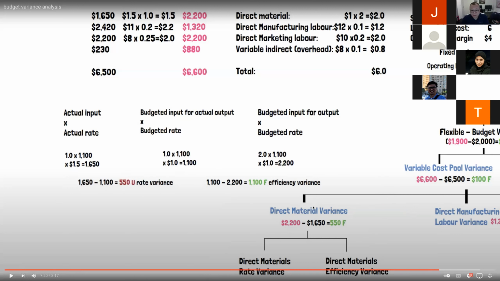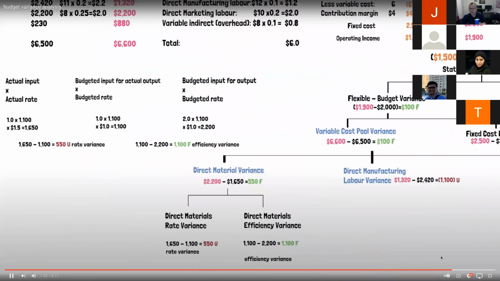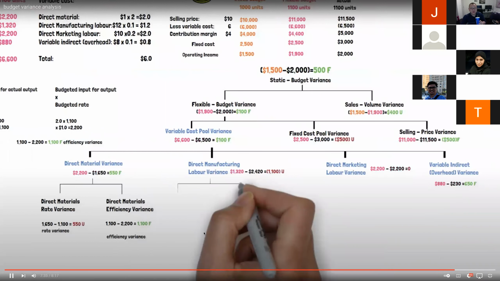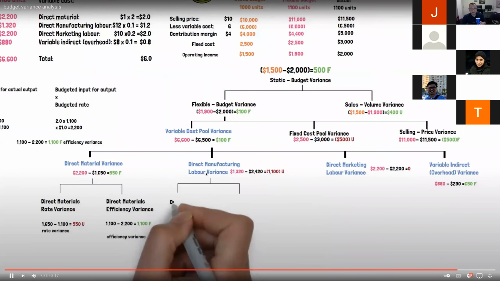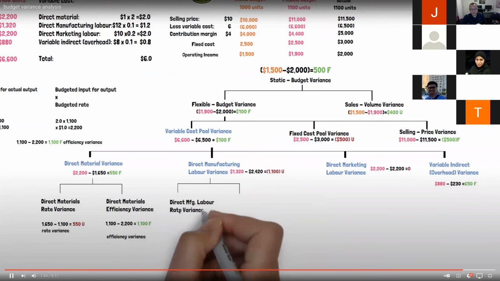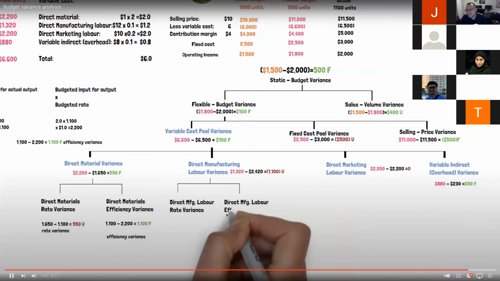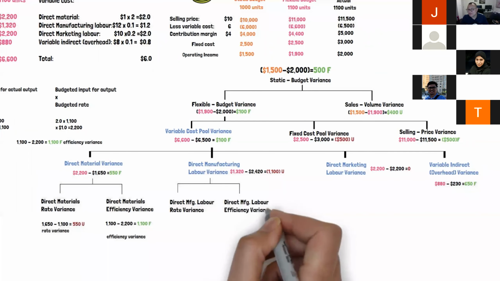This is almost the end of the video. You can see how I calculate the direct materials variance. Again, this 1,100 favorable is the efficiency variance, and this 550 unfavorable is the rate variance. Then you are going to do the same thing for the labor variance. You can also break the labor variance into a rate variance and an efficiency variance, and the calculation is exactly the same as we have done for the materials.